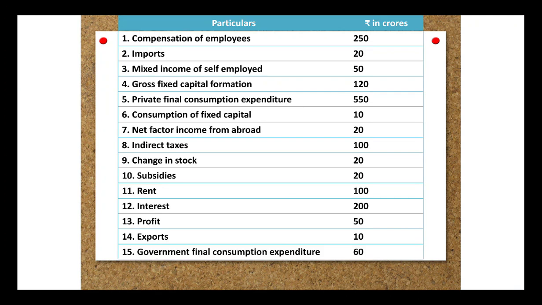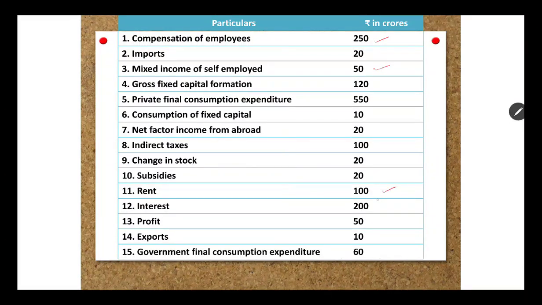So students, while we talk about the income method, let us see what components can be included. See, compensation of employees, yes. Then mixed income, yes. Then we need rent, of course. We need interest, we need profit, absolutely. And what are they talking about? This is a question of national income.